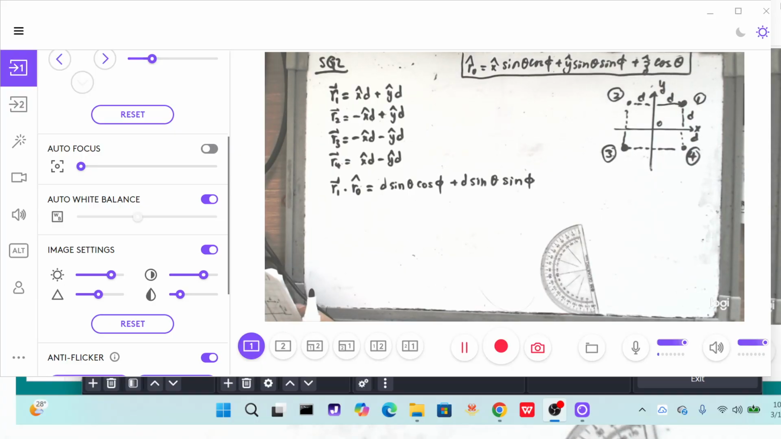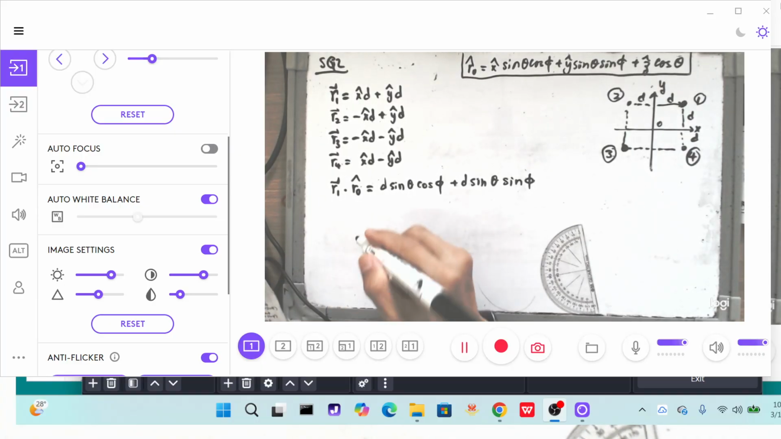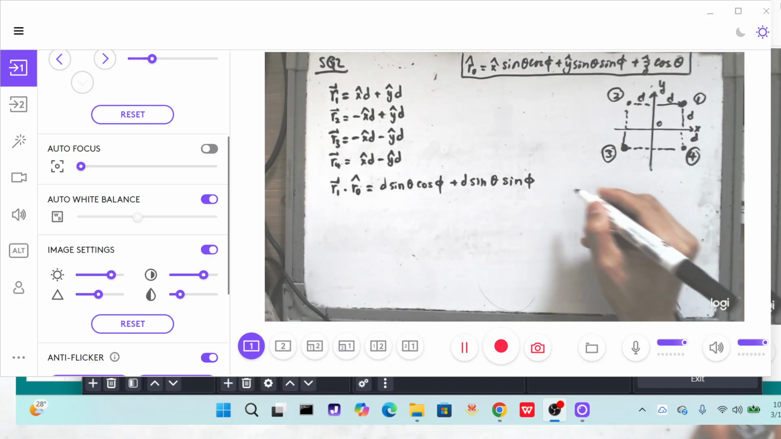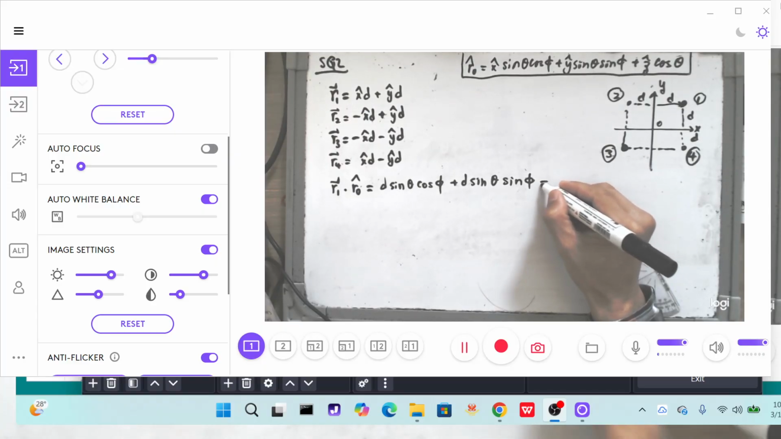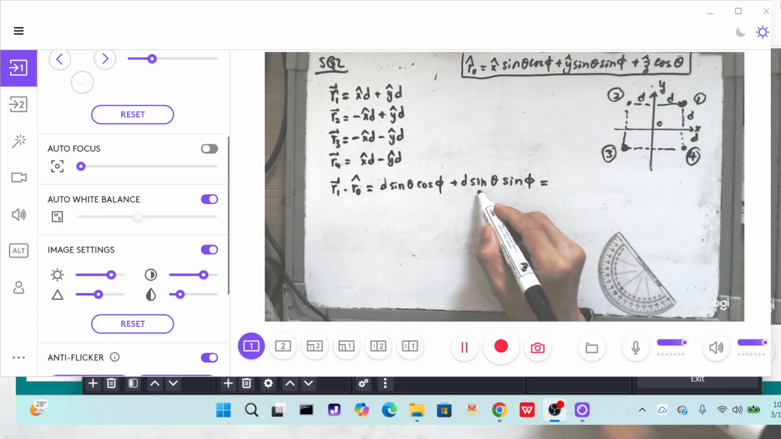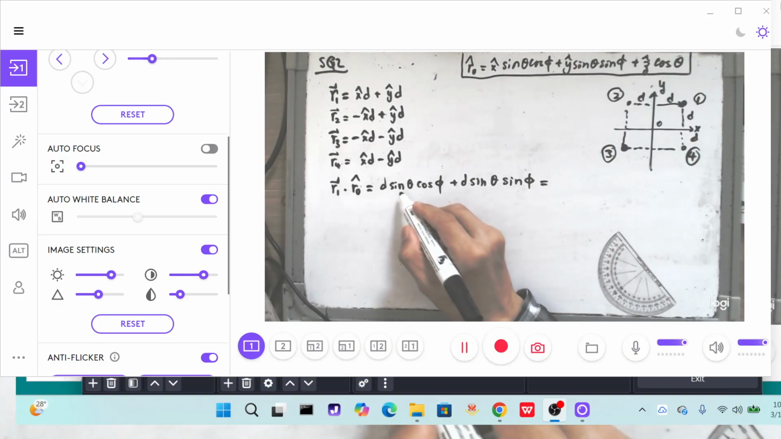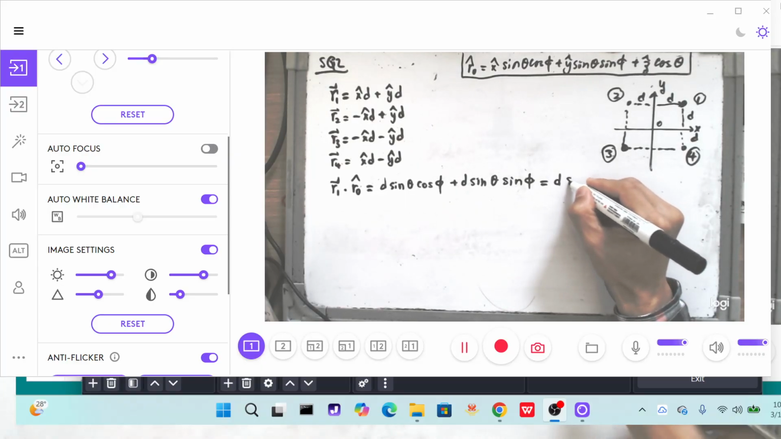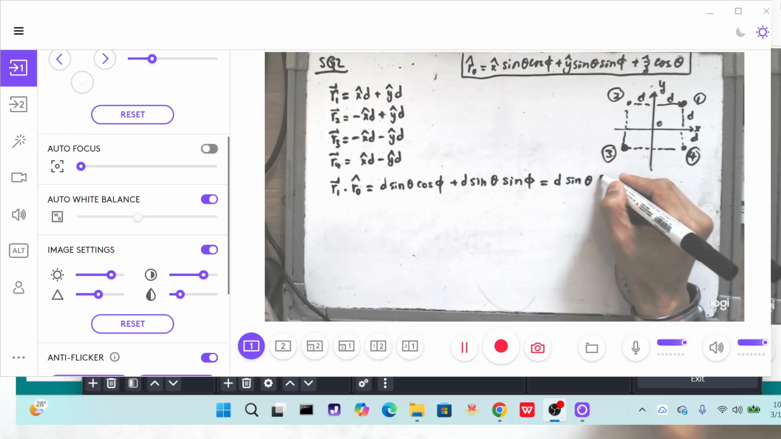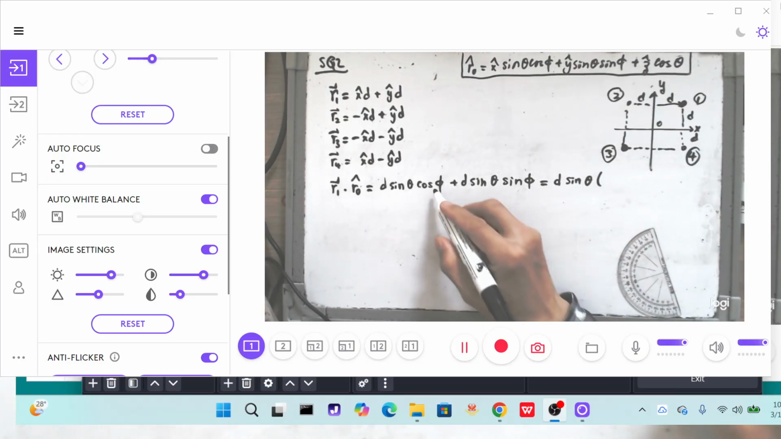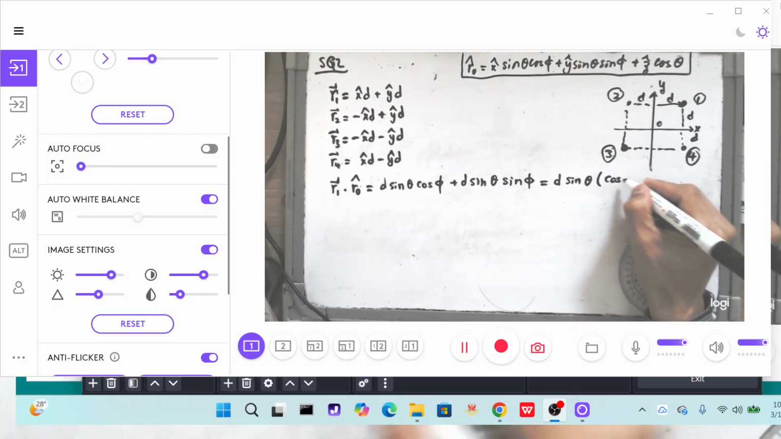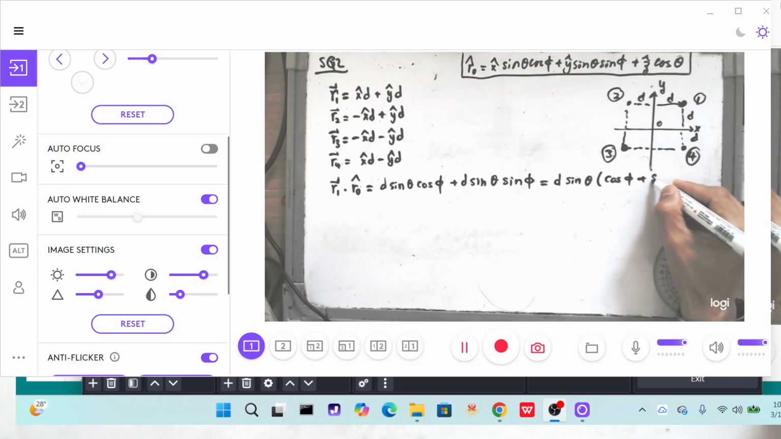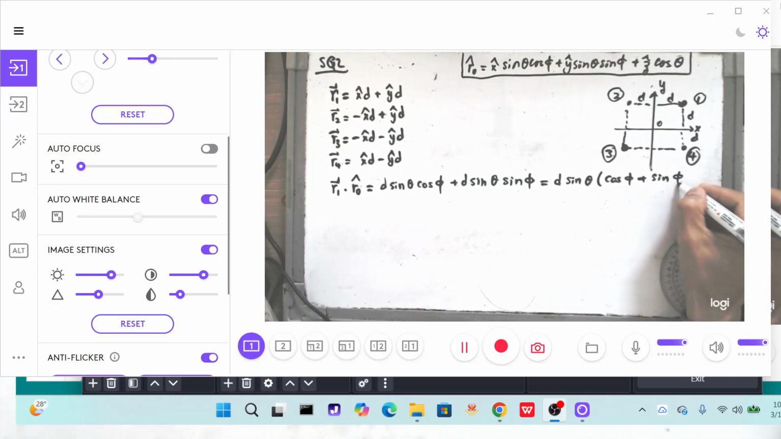So we have done one, and let's do some simplification on the fly. As you can see here, both terms contain d sine theta. So we can extract it out. And then what we end up with here is cosine phi plus sine phi.